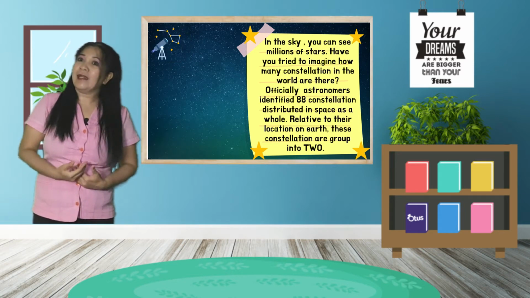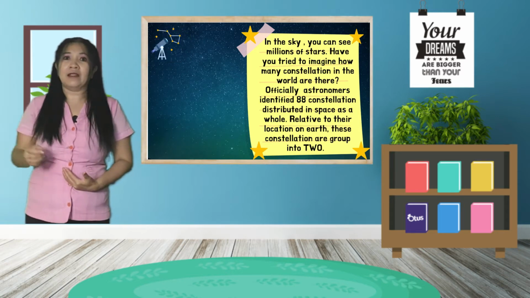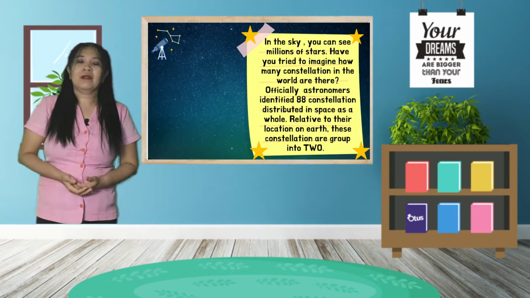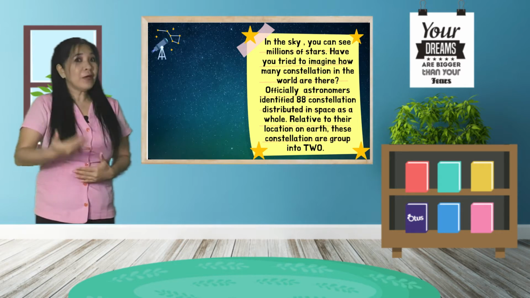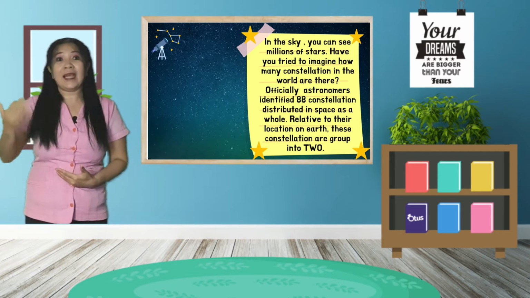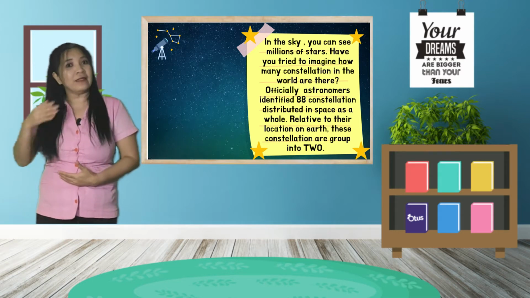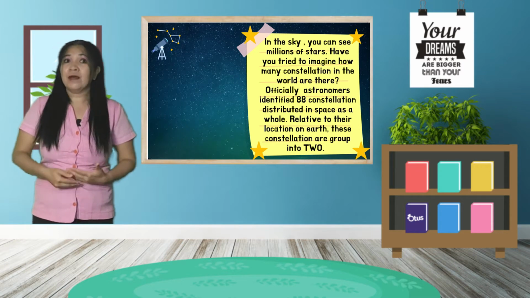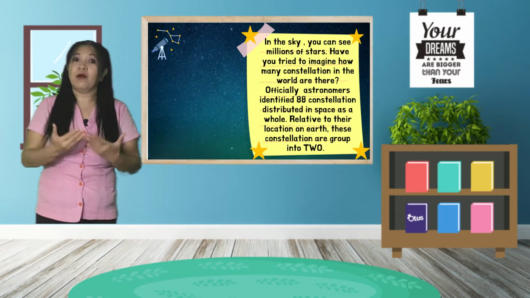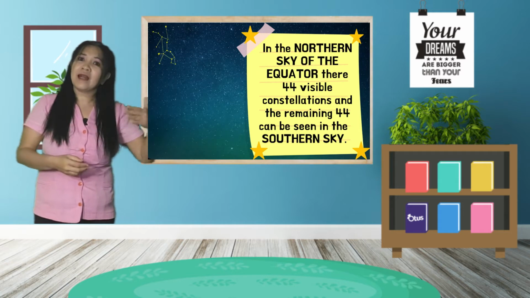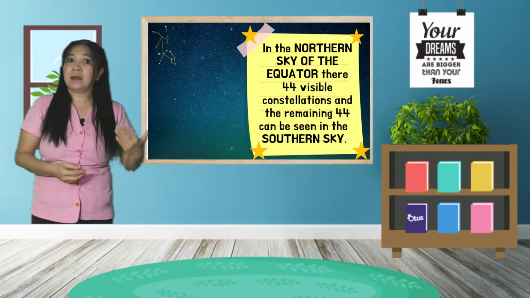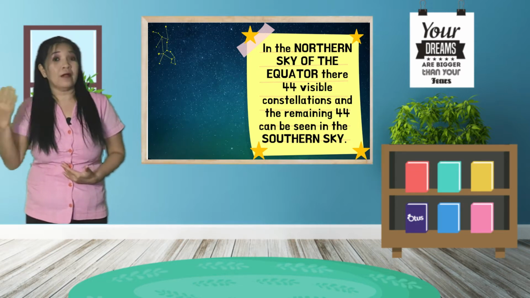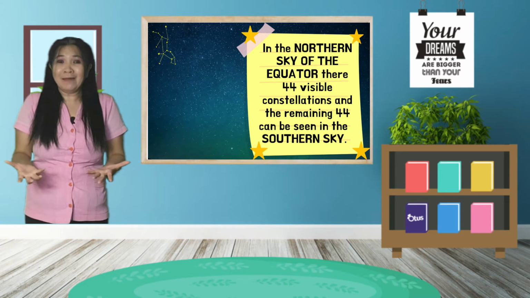In the sky, you can see millions of stars. Have you tried to imagine how many constellations there are in the world? Officially, astronomers have identified 88 constellations distributed in space as a whole. Relative to their location on Earth, these constellations are grouped into two. In the northern sky of the equator, there are 44 visible constellations, and the remaining 44 can be seen in the southern sky. Is it amazing, right?